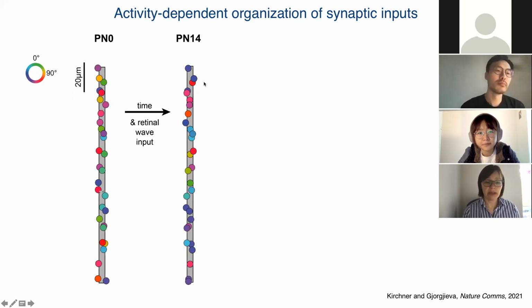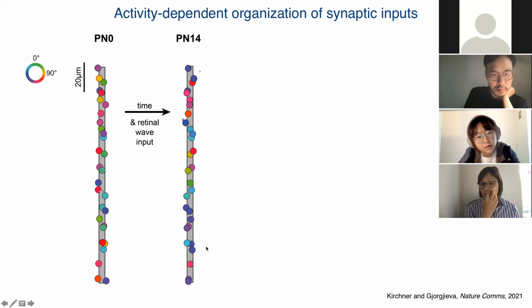We simulate the retinal waves and apply this plasticity rule and wait for 2 weeks, just like in normal development, and we wait to see how the synapses organize themselves. And what we find is that the synapses organize themselves in a way that they become clustered according to orientation. So what you see is we now have this cluster that corresponds to the pink synapses. We have a cluster that corresponds to the blue synapses, the green synapses, the dark purple synapses, and so on.